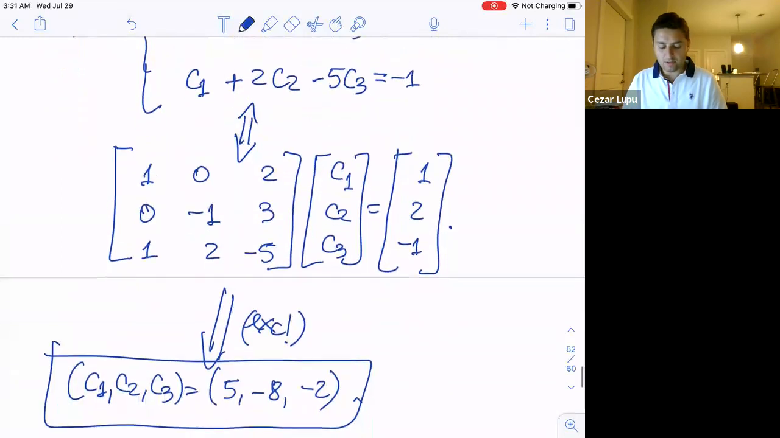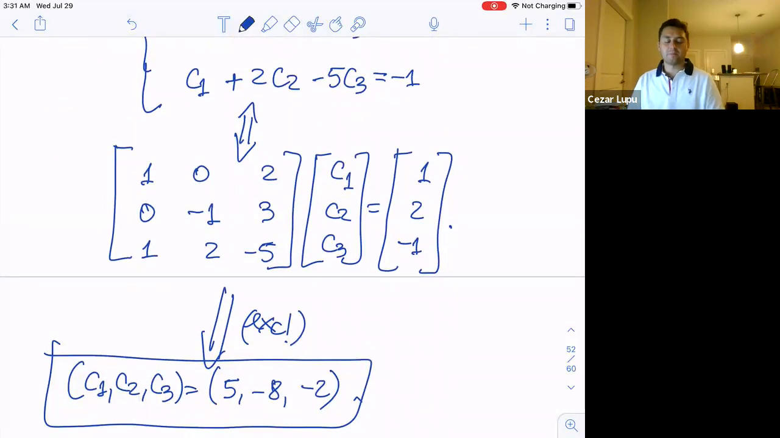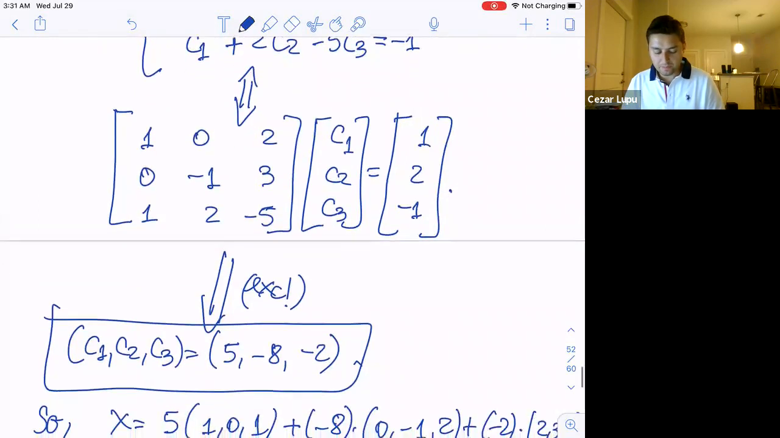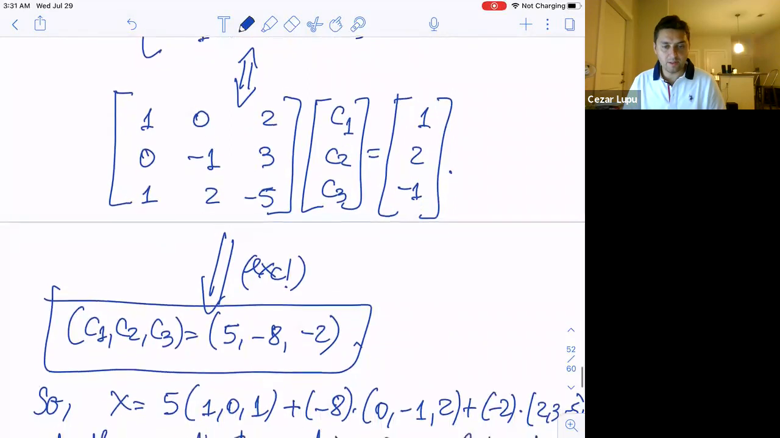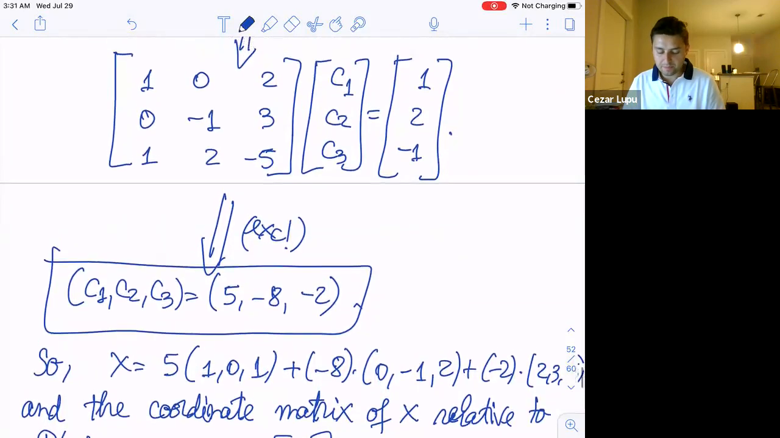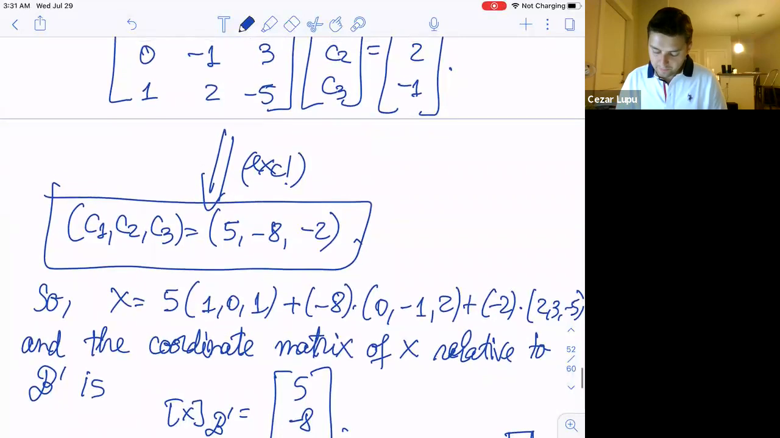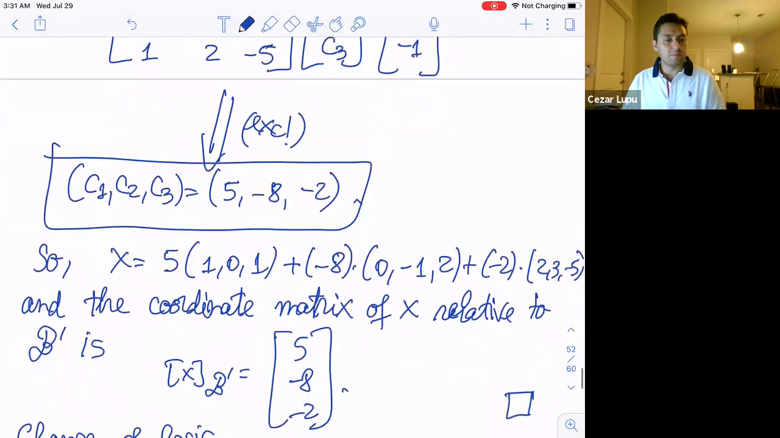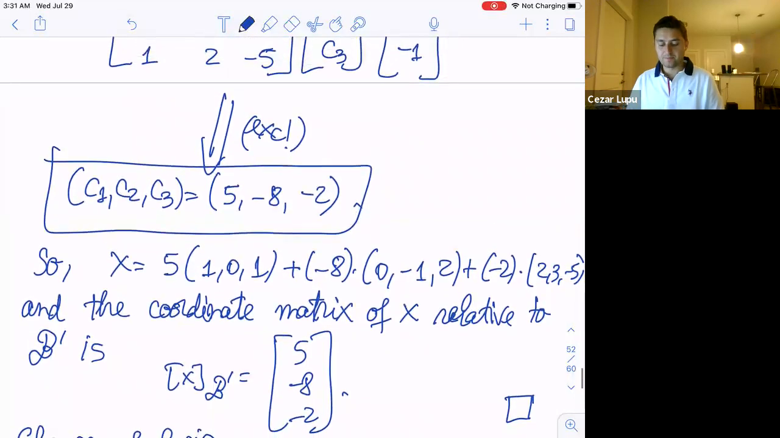And I will leave it to you as an exercise to show that this has indeed a unique solution, which is given by C1, C2, C3, and this will be the vector 5, -8, -2. So x can be expressed in this way as a linear combination, right? And the coordinate matrix of x relative to the basis B prime is this guy here. It will consist of the vector 5, -8, -2. Well, pretty straightforward.